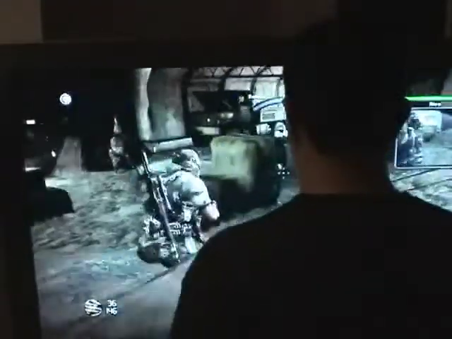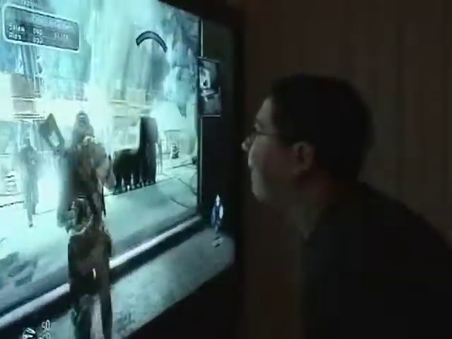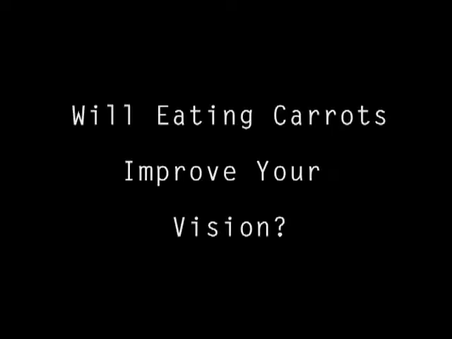Will sitting too close to your television harm your eyes? There's no evidence to prove sitting too close to the television will harm your eyes. If so, this guy would have been blind a long time ago. Will eating carrots improve your vision? Carrots are a good source of vitamin A, important for a good diet, but not for vision.